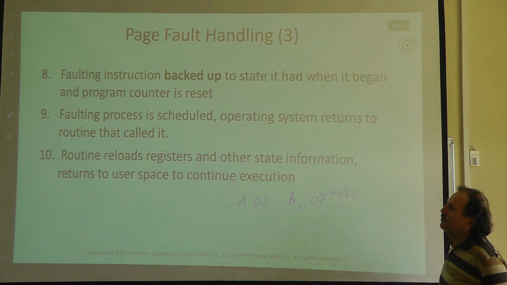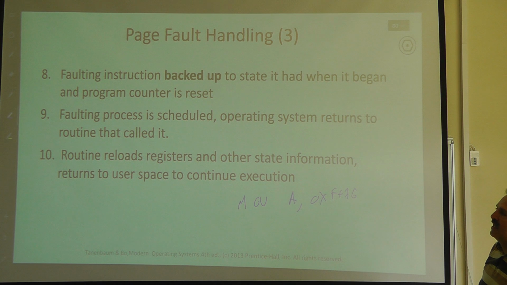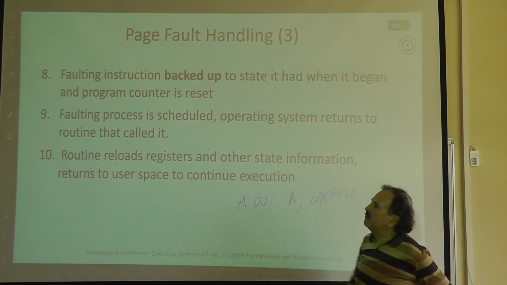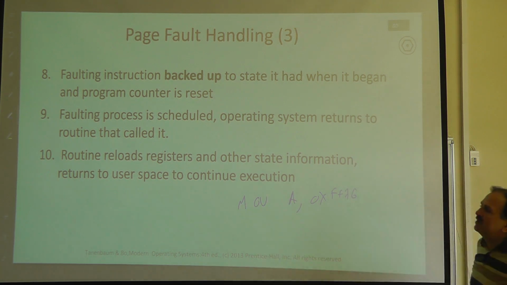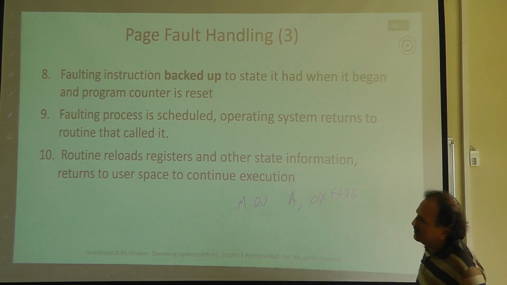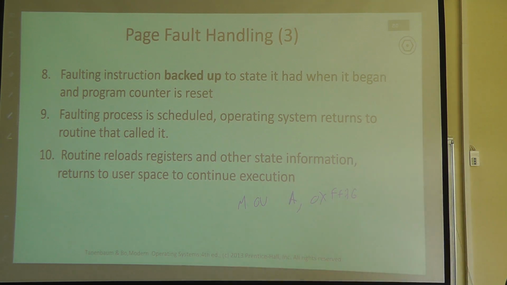Number 8 does that. The faulting instruction is backed up so that it can restart again, because it was interrupted in the middle, to the state where it had begun, and the program counter is reset. Meaning the program counter moved from this position back to the top of the instruction. Then the faulting process is rescheduled. The operating system returns to the routine that called it, and the operating system is done. The process that was interrupted due to the page fault can start again at number 10. The routine reloads registers and other state information, and returns to user space to continue execution.